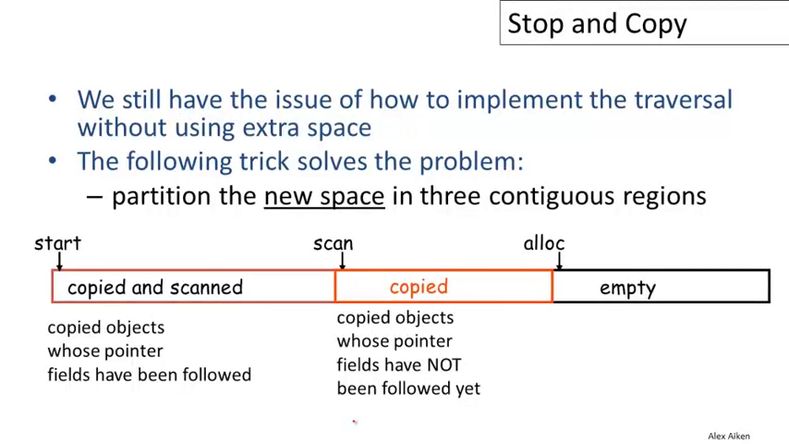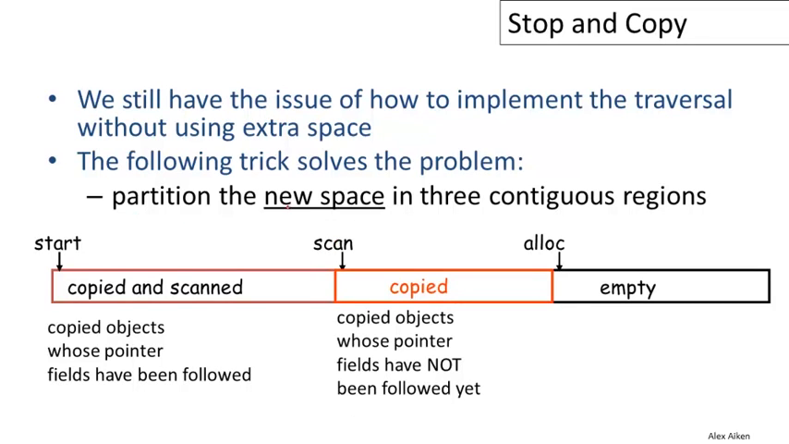Now, just like with mark and sweep, we still have the issue of how to implement the traversal of the object graph without using any extra space. Again, these garbage collection algorithms only get run in low memory situations, and you can't assume that you can build unbounded data structures to use with the garbage collector. So the garbage collector really needs to work in constant space. And here is the idea that is used in stop and copy algorithms to solve the problem.